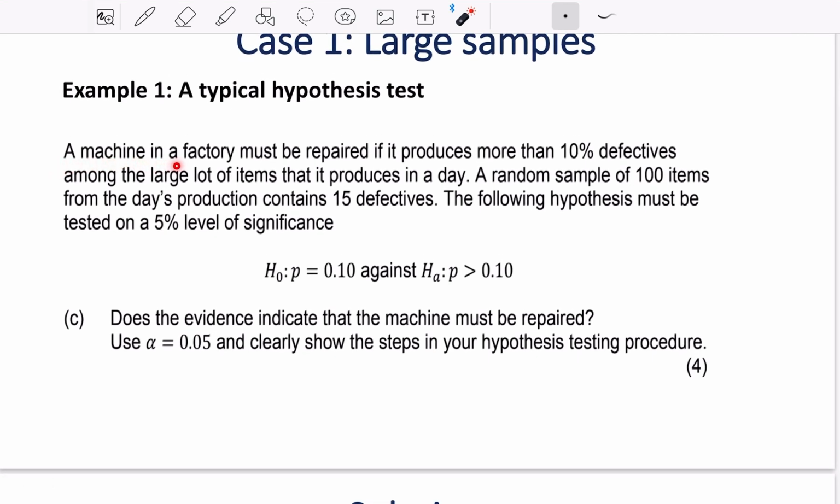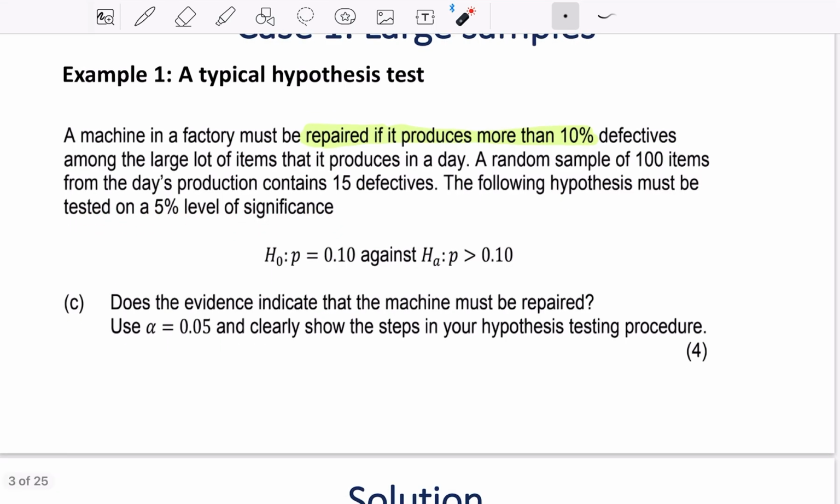A machine in a factory must be repaired if it produces more than 10% defectives among the large lot of items that it produces in a day. The most important thing is it is repaired if it produces more than 10% of these defectives. Then they continue: a random sample of 100 items from the day's production contains 15 defectives. The following hypothesis must be tested at a 5% level of significance. They were very nice, they give you the hypothesis there.